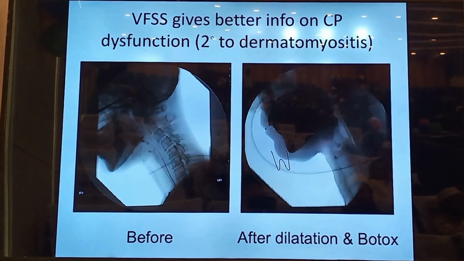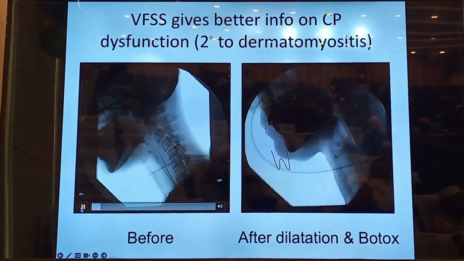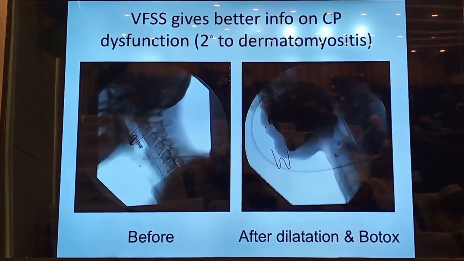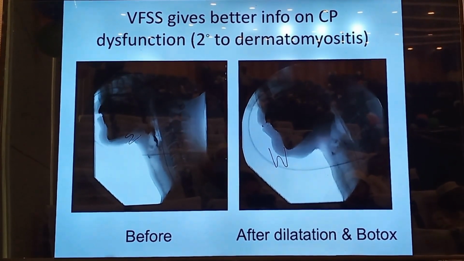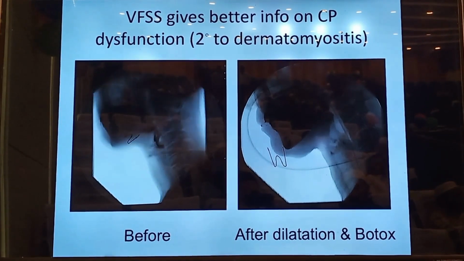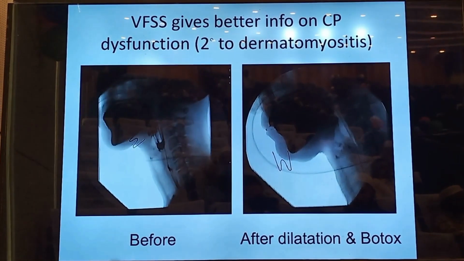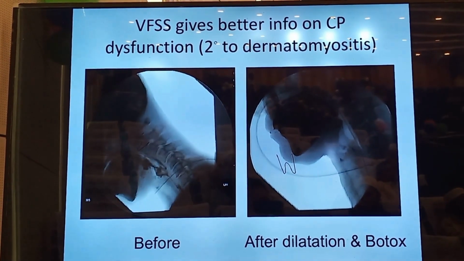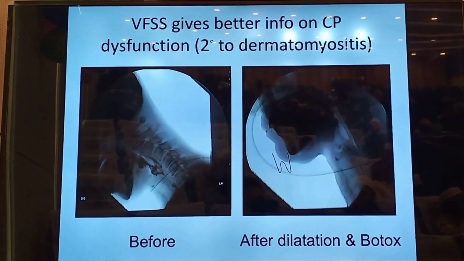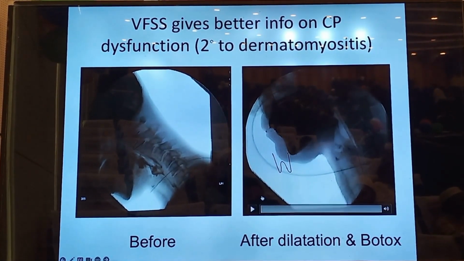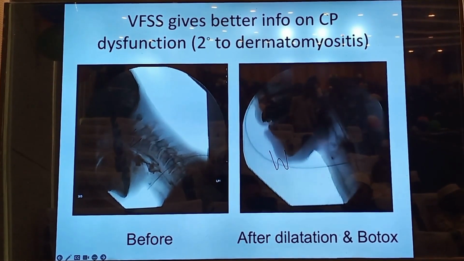Video fluoroscopic swallowing studies can give better information, however, of the cricopharyngeal sphincter. This is a patient who has dermatomyositis and cricopharyngeal dysfunction. And you can see that when they try and swallow, the cricopharynx is not opening and the food is stuck in the hypopharynx. Eventually they swallow and the food passes through. In this patient, I carried out a dilatation and Botox injection of the cricopharyngeal sphincter. And after this is performed, you can see that the food bolus passes down a lot more easily.